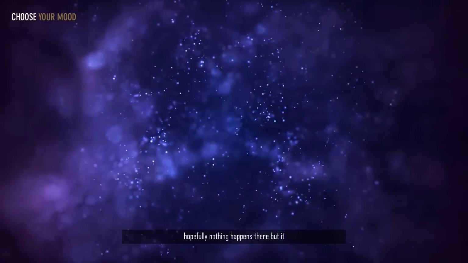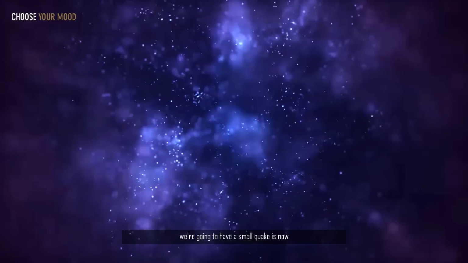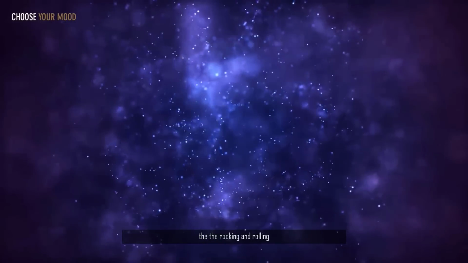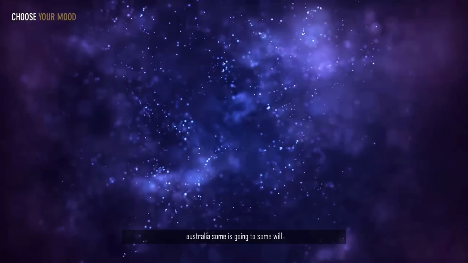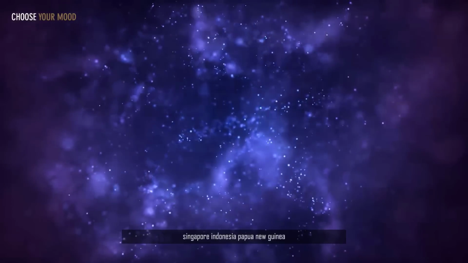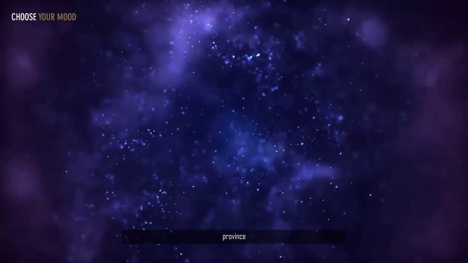hopefully nothing happens there, but it looks like somewhere in that vicinity we're going to have some more quakings. Now, the rocking and rolling is going to break loose. Australia, something will likely hit near Australia. This area, Singapore, Indonesia, Papua New Guinea, Australia, all those places in this province.